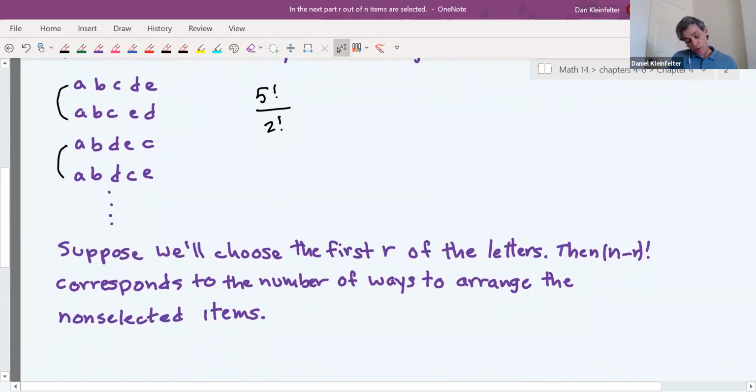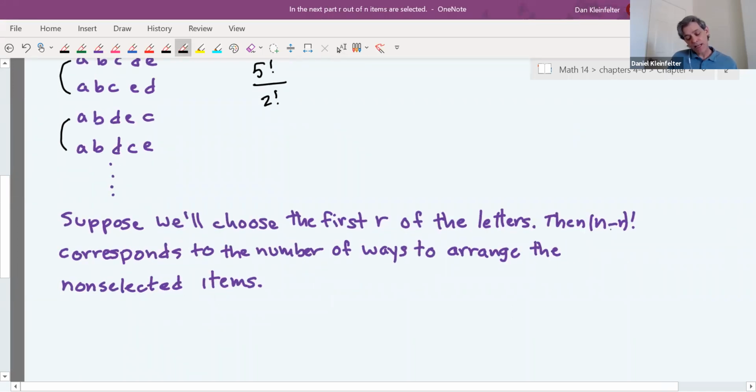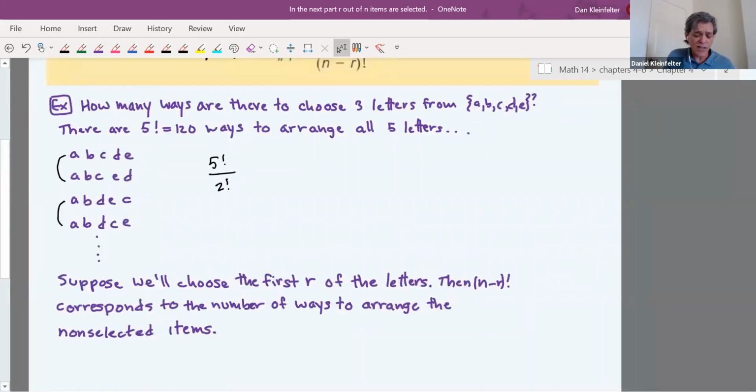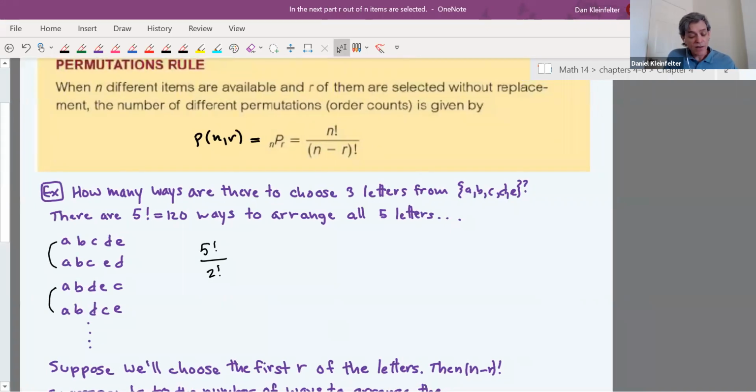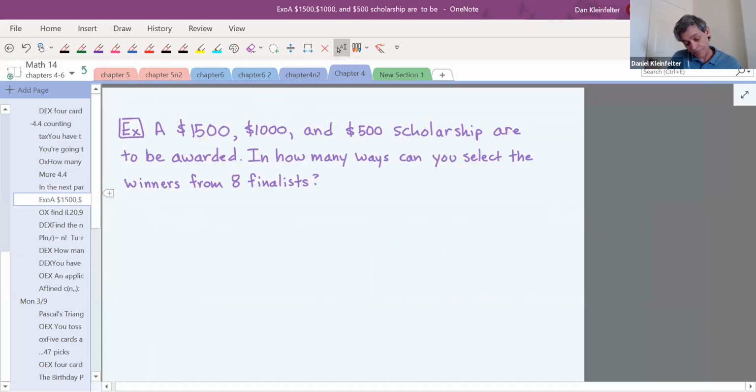So the comment here at the bottom: if we're choosing r of the letters, then n minus r corresponds to the number of ways of arranging the non-selected items. And it divides out those duplications. All right, so that's basically why the formula looks the way that it does. We're going to take a look at some examples of calculating with it next.